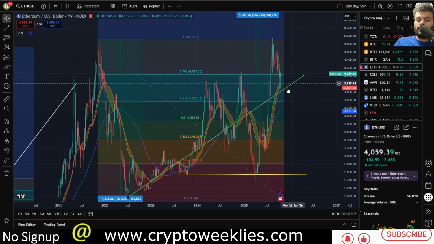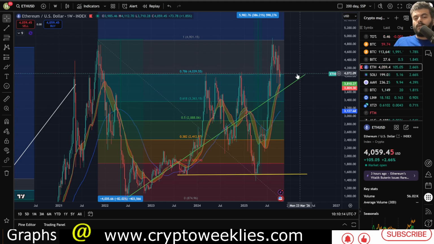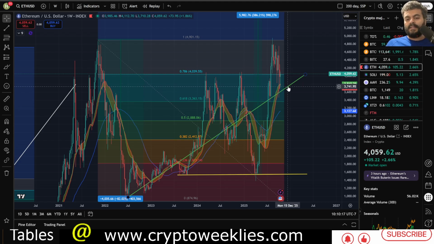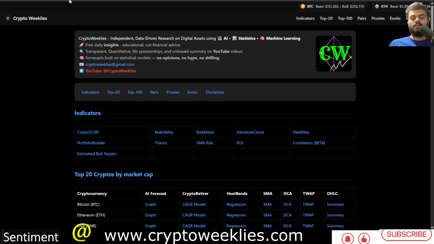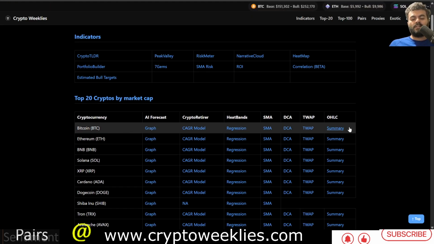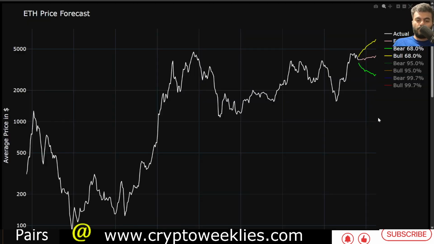Whenever the price is above this ascending green line, that has helped ETH to propel to newer highs. This ascending green line support for this week is coming close to at around $3,660.